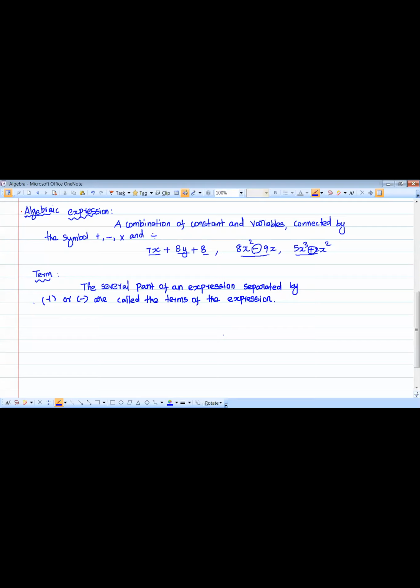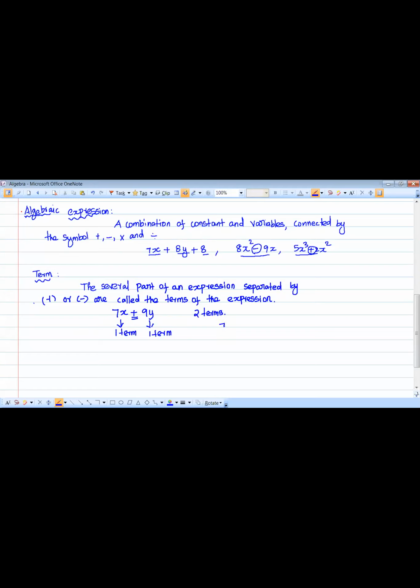Have you all got it? So what is a term here? Very simple: 7x plus 9y. The question is, how many terms are there? This is one term and this is one term. Which one is the connecting symbol here? Plus is the connecting symbol. So totally, two terms are there in this place.